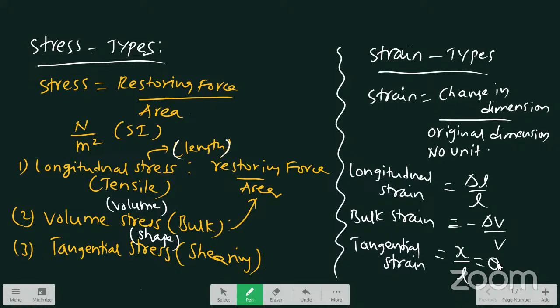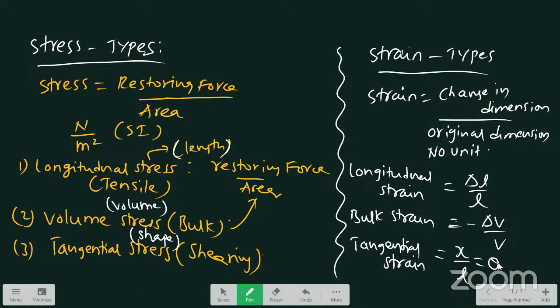restoring force per area. Okay, see, so there are 3 different types of stress. Here, strain. What is strain? The ratio between change in dimension with respect to original dimension. For this one, no unit.